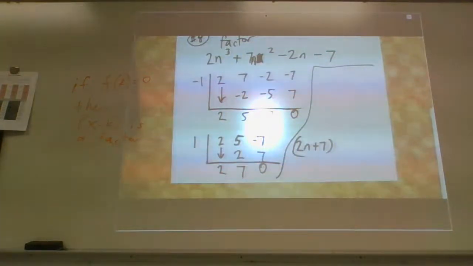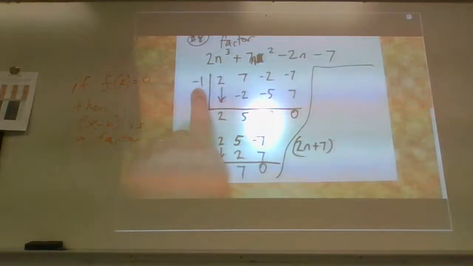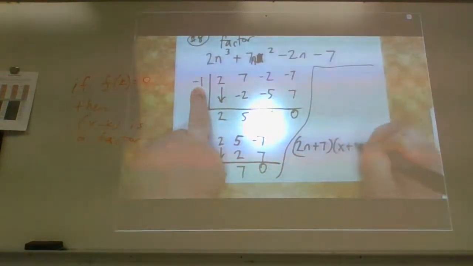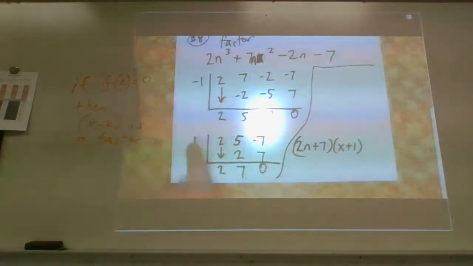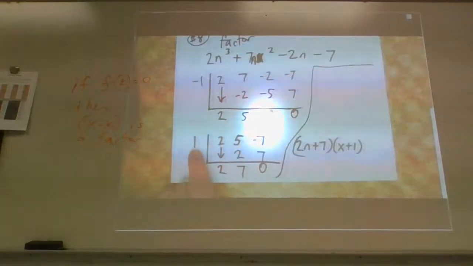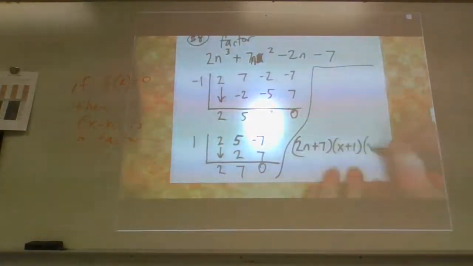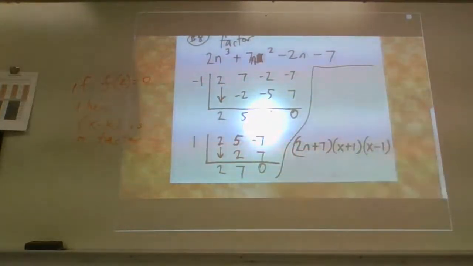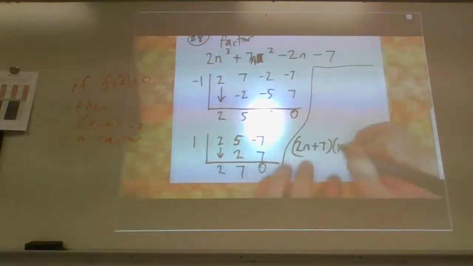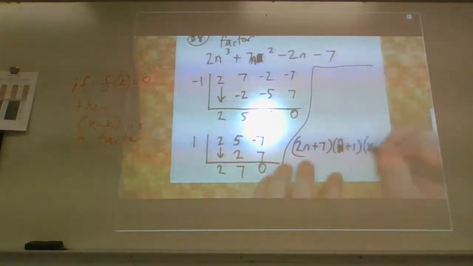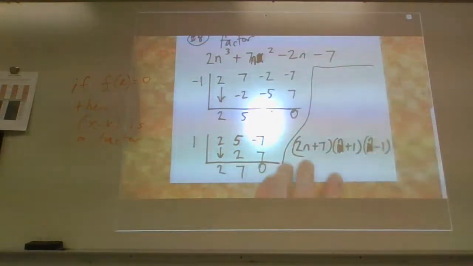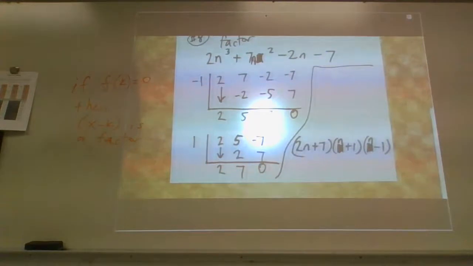Now, that's not factoring in completely because I still need, oh, look right here. -1 is a 0. And if -1 is a 0, that must mean x plus 1 is the factor. Oh, look right here. +1 was the 0. If +1 is a 0, that must mean that x minus 1 is a factor. I did it again. I did x again. Look at me be silly. N.